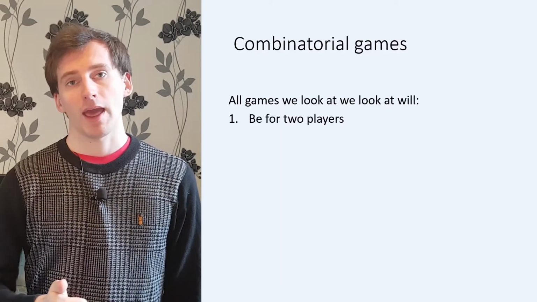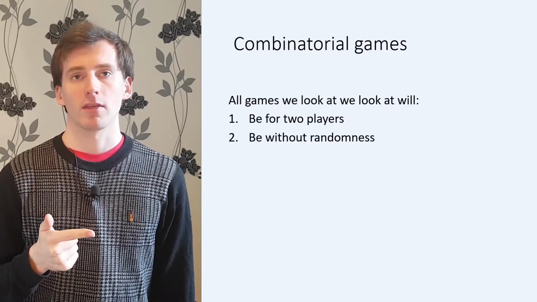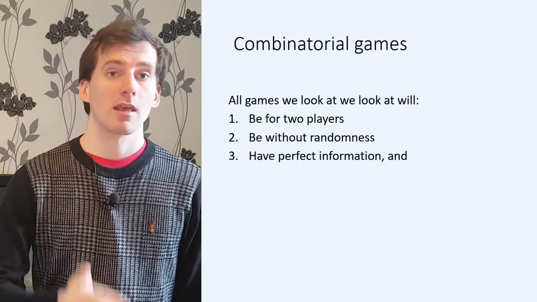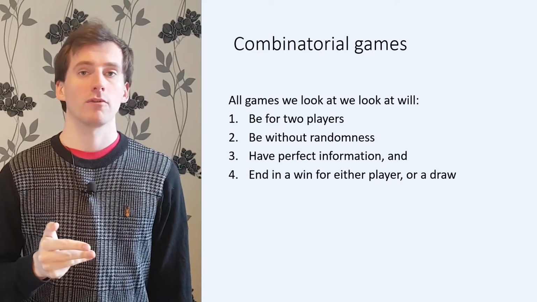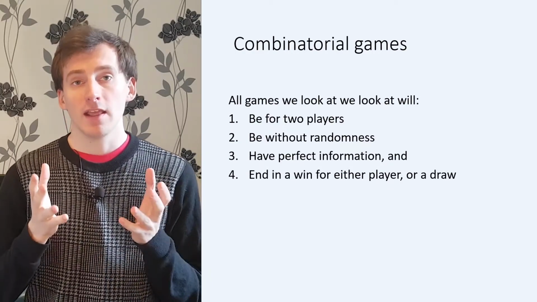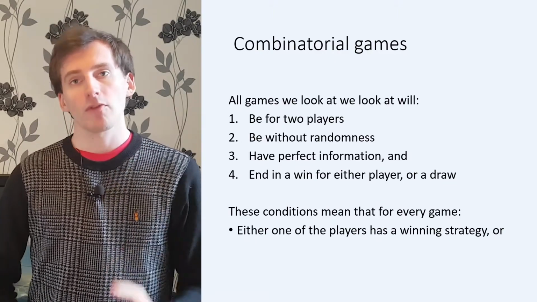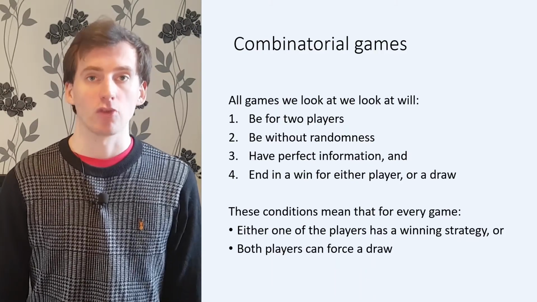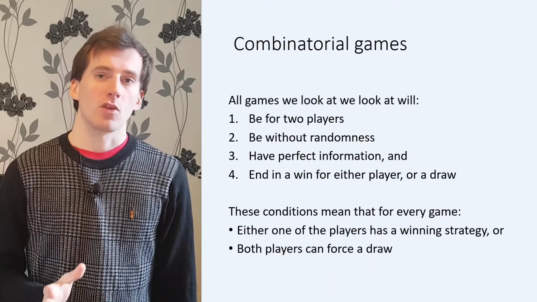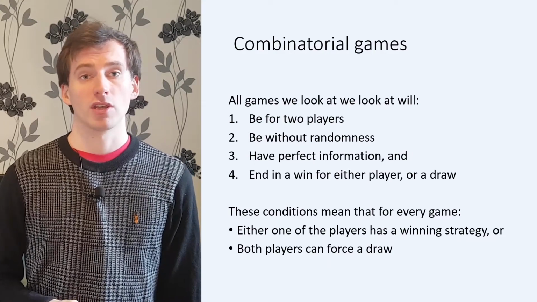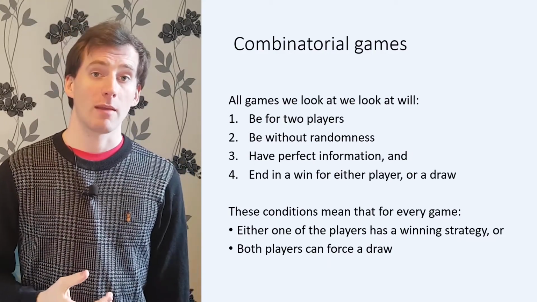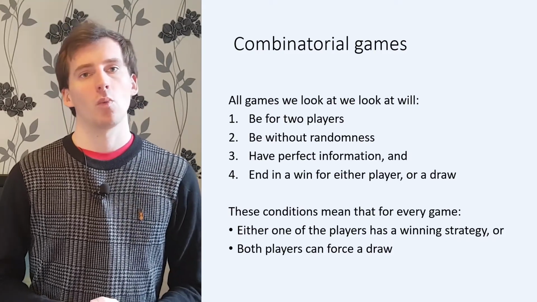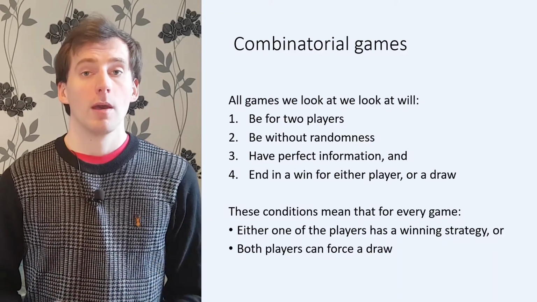All games are for 2 players, there is no chance or randomness involved, both players have full information about the game at all times, and the game ends with a win for one of the players or a draw. These conditions mean that either one of the players has a winning strategy or both players can force the game to end in at least a draw. Position analysis was very good for finding winning strategies, although it could also be used for games which can be drawn. The strategy in this video works better for finding ways for players to force a draw, but can sometimes find winning strategies too.